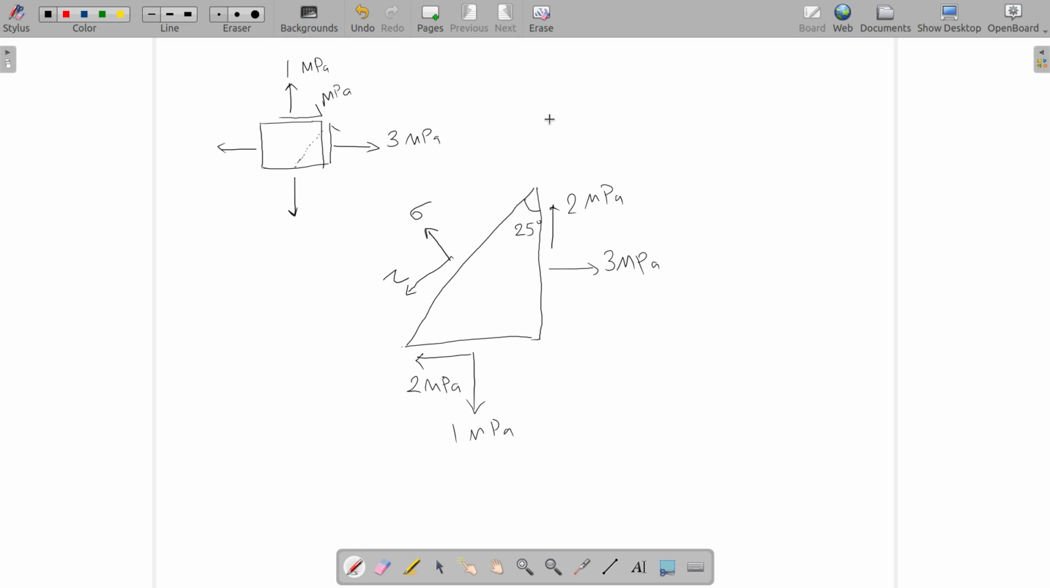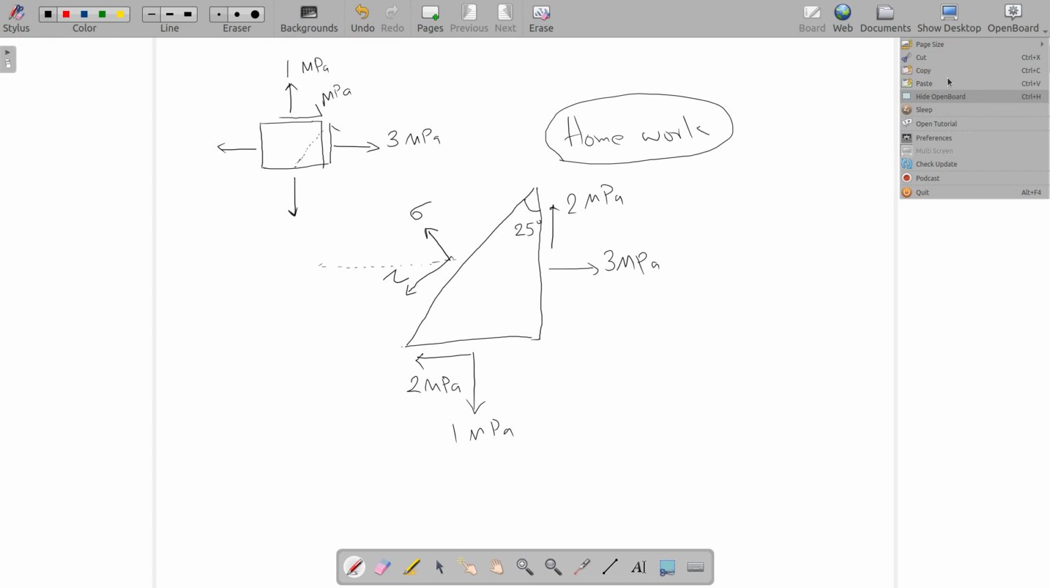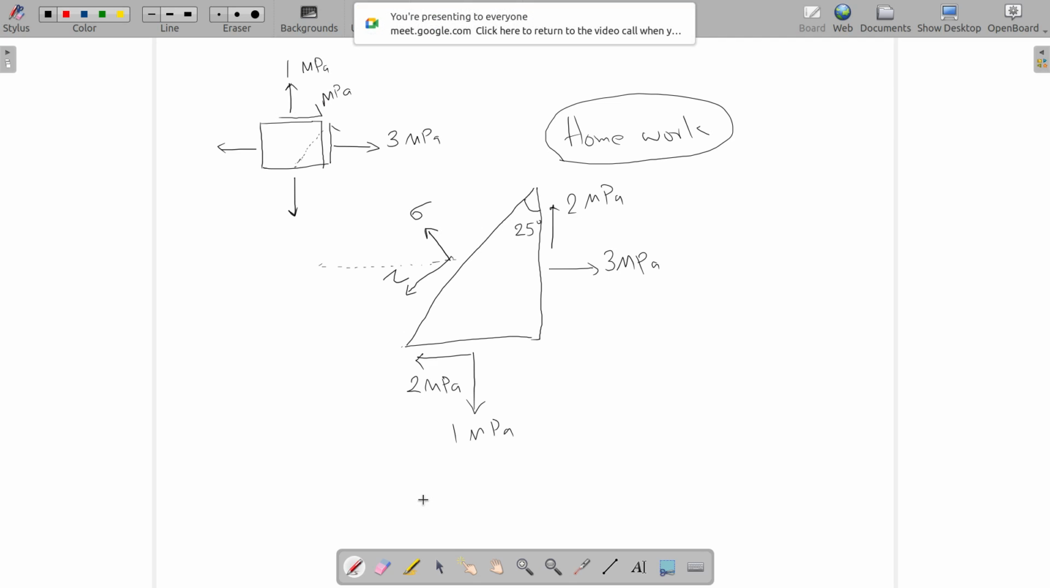So this is something you need to do. Let's say this is your homework. This is something you should finish, something you would do for the next class. How do you solve this? You just use the equations, right? Equilibrium equations. The things you need to take care here. How do you write down the equilibrium equations here?